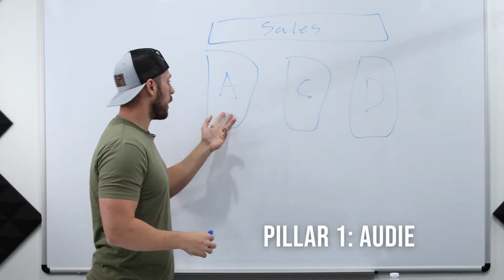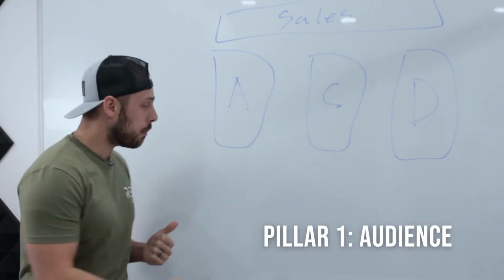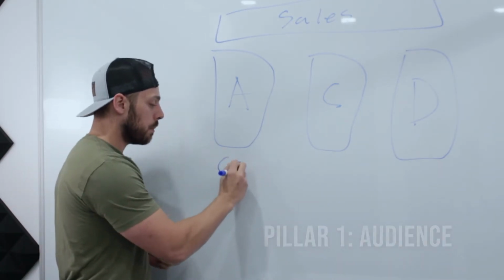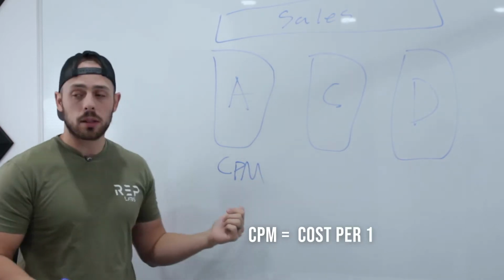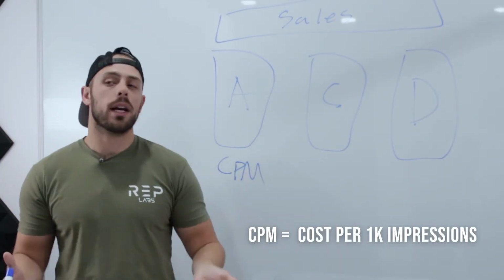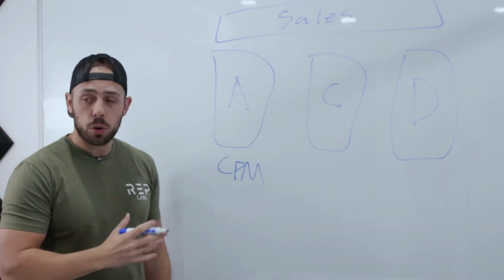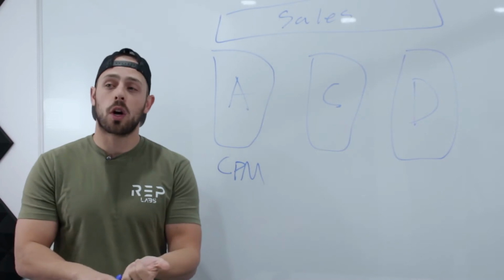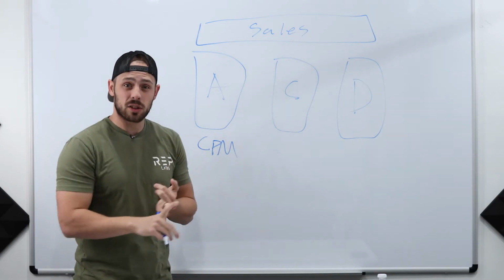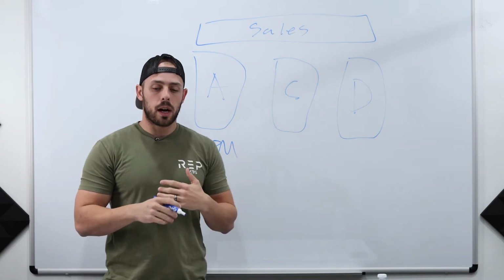Okay, so you have your audience. Now, some of the things that we're looking at to see if the audience is the problem is our CPMs, which is our cost per 1,000 impressions. This is essentially how expensive your audience is. Sometimes the audiences that you're targeting are just too expensive. It means there's too many people targeting them. The audiences aren't big enough. And so that's something that you can look at to bring your costs down.